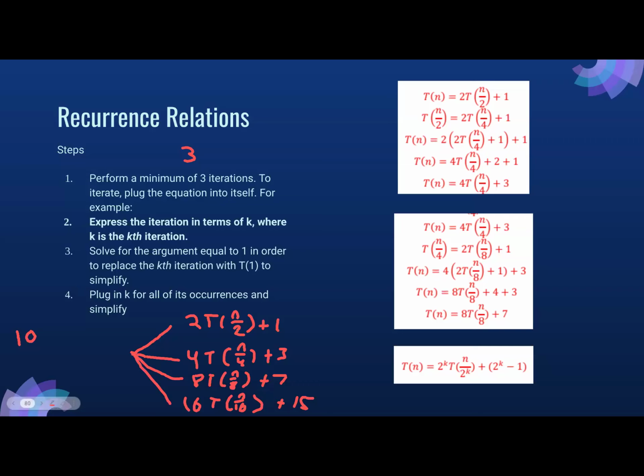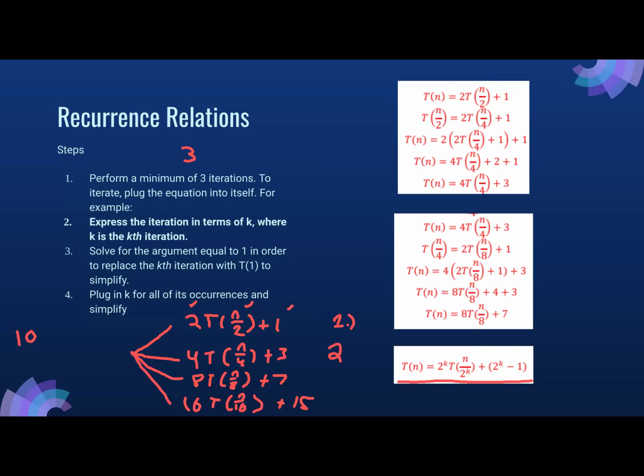So in the case of this problem, you're very clearly able to see it because it's already on the screen, but we can think about it like this. For example, this is our first iteration, right here. 2 to the 1 is simply 2. T of n over 2 to the k. 2 to the 1 is 2. This is correct. Plus 2 to the k minus 1. So 2 to the k is 2, minus 1, 1. Boom. We then move on to 4T again.